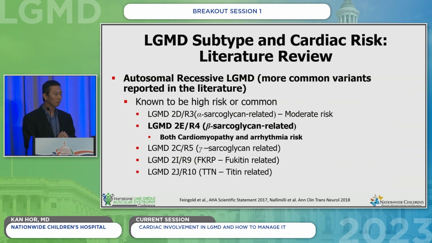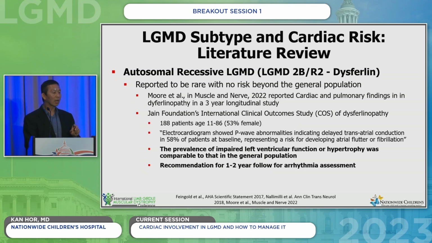All right, and now looking at the literature overall summary, you can see that the sarcoglycan subtypes generally have high risk. Specifically, the 2ER4 have both what is considered a primary cardiomyopathy risk as well as a conduction arrhythmic risk. And then you have the fukutin and the 2I and the 2J also considered high risk. So now I'm going to go to one specific LGMD subtype. This was presented earlier, so I won't go over the details, but in the cardiovascular part, it reported there's really no significant cardiac risk beyond the general population.